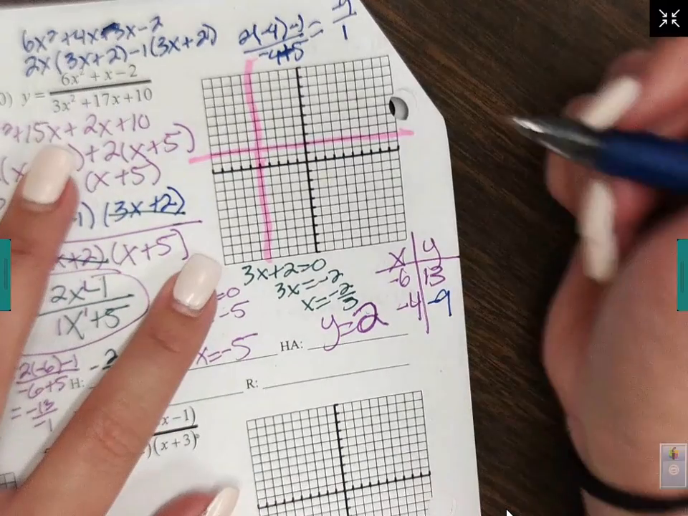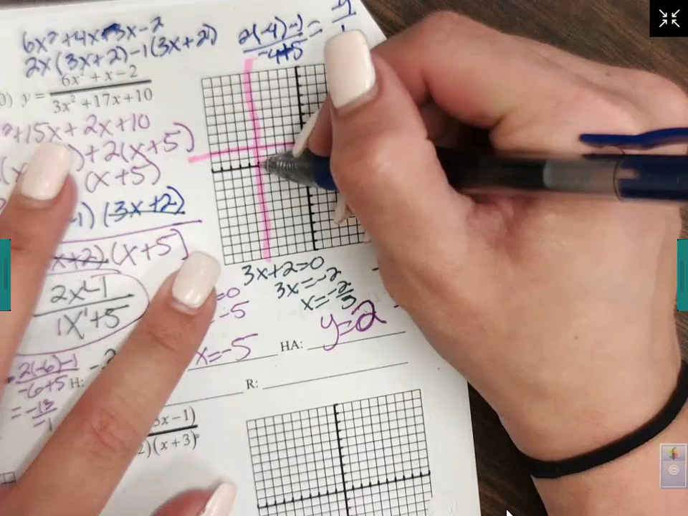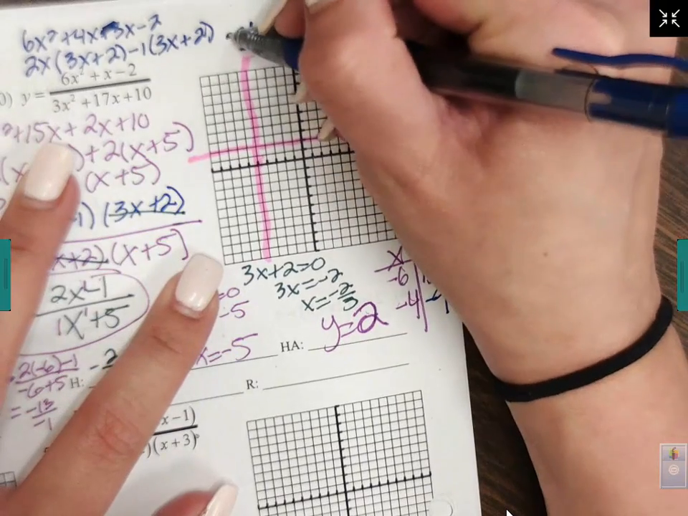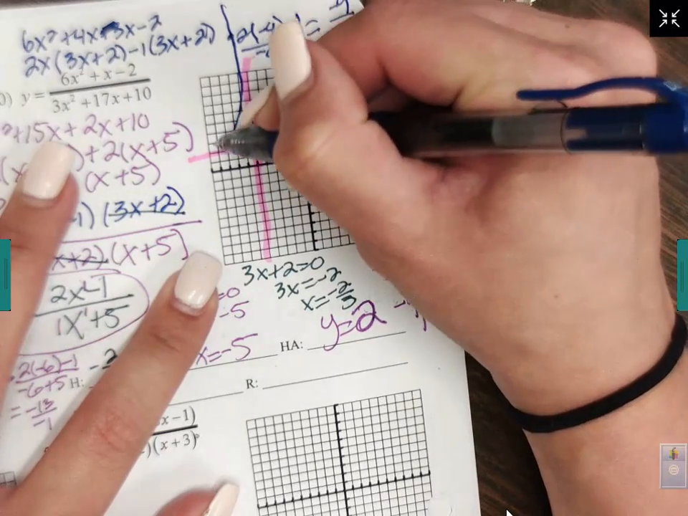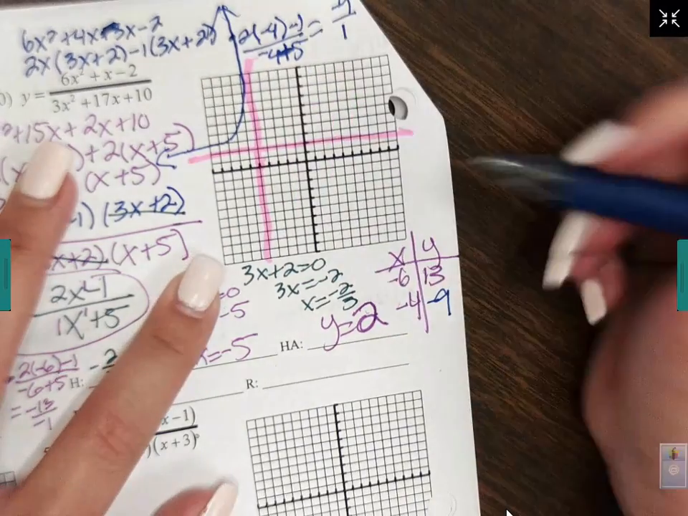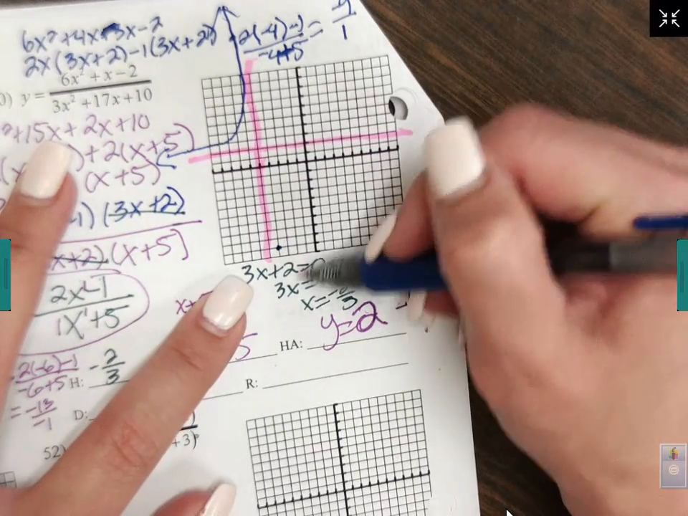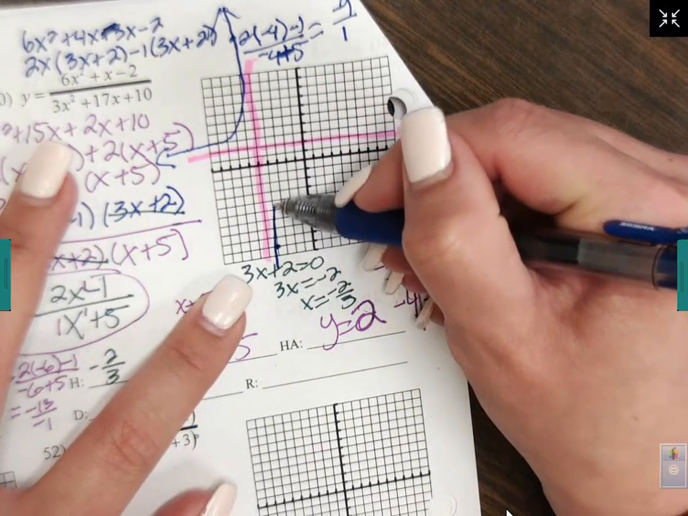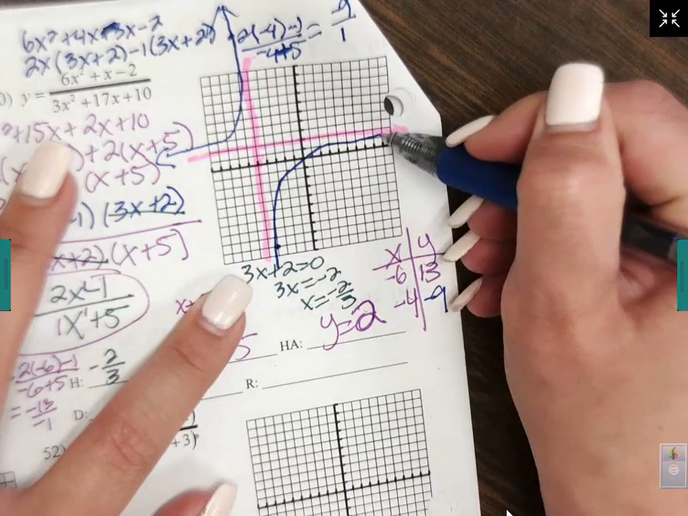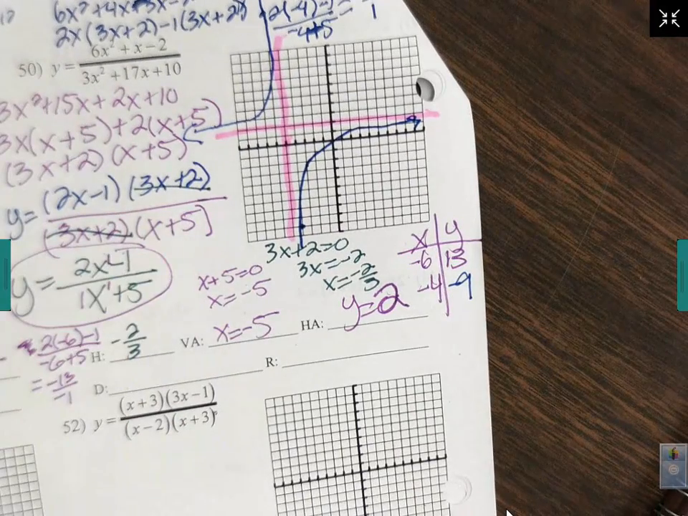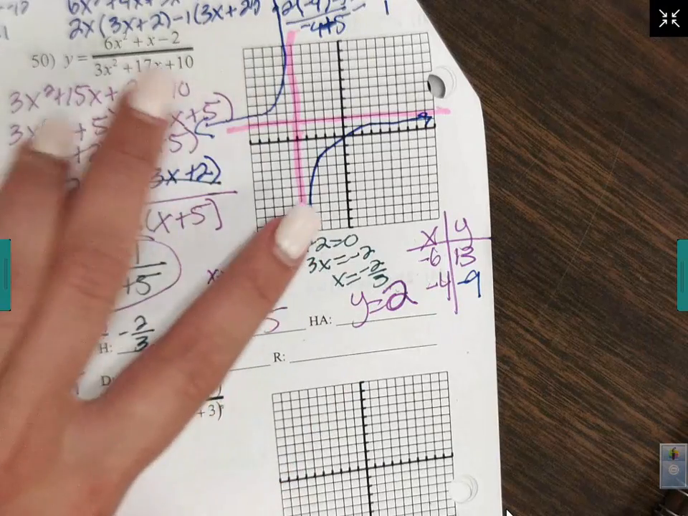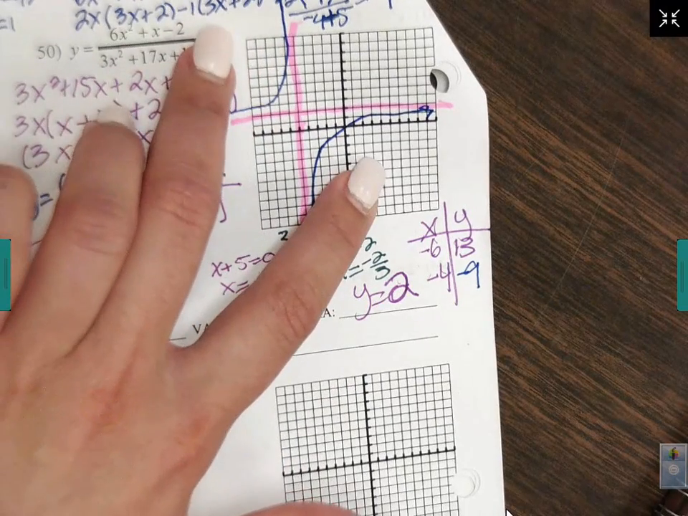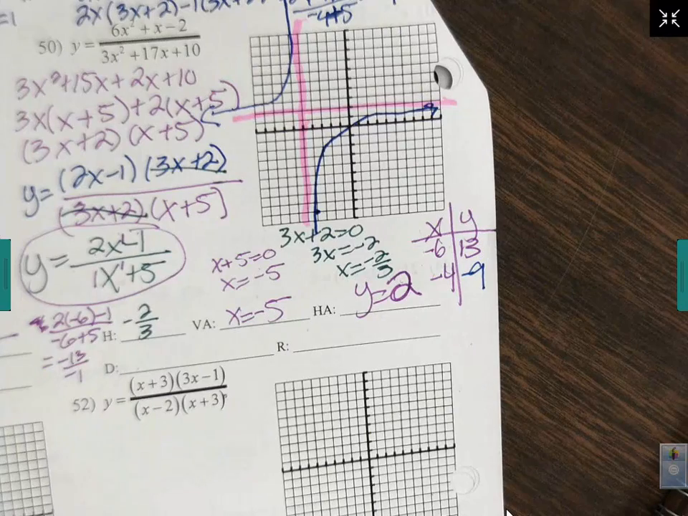Negative 6, negative 5, negative 6, 13. So we know that it's going to be here and here, so it's going to look something like this. And then we'll go to negative 4 and negative 9. And again, our graph is going to look something like that. Maybe, right? I'm not going to be particular. It's fine if it goes off the graph. I just really want to know that you know that they are here. Your graph is here and here, in the bottom right and top left.